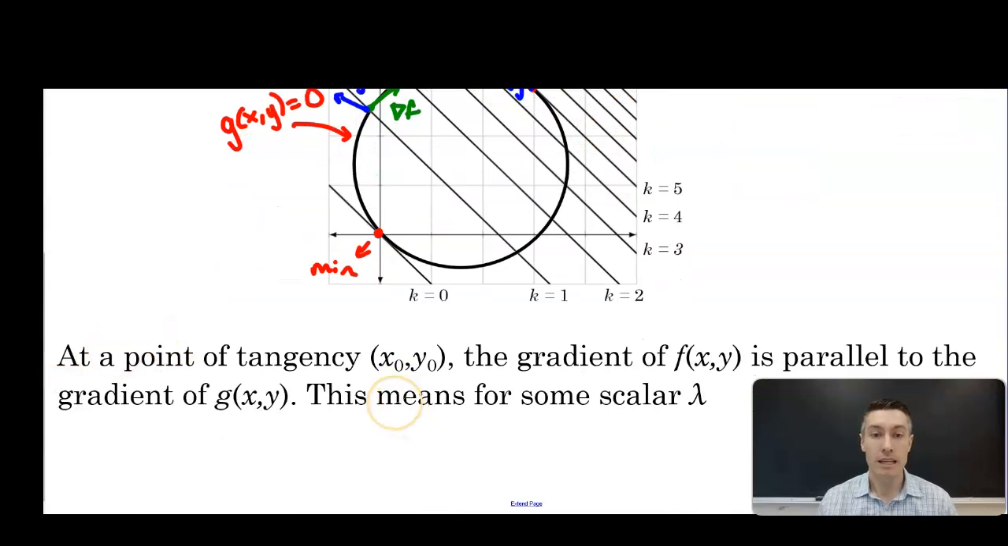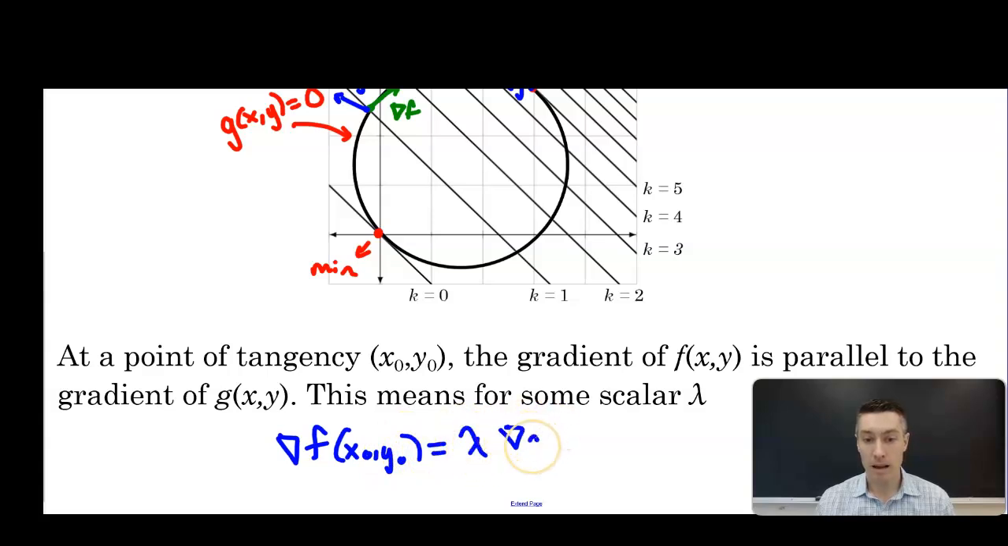So at a point of tangency, x naught, y naught, the gradient of the function f is parallel to the gradient of the function g. This means for some scalar lambda that the gradient of f at that point of tangency is equal to lambda times the gradient of g. And lambda, that is our Lagrange multiplier. Lambda being the Greek symbol for L. So we have parallel gradient vectors. Lambda is the scalar that makes those two gradient vectors parallel. And this is how we're going to solve for those points.